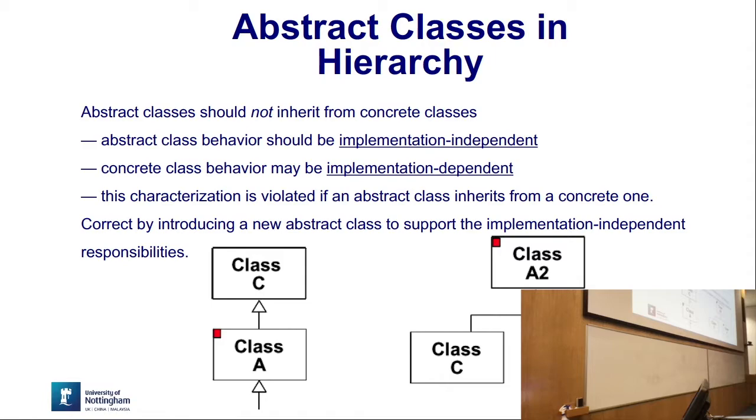So that's another way of thinking about it in this language. You can use natural language to help you make sense of these hierarchies. The natural language should help. So how can we fix that? We can introduce a new class called Class A2 that has abstract behavior, and then Class C and Class A can inherit from that new abstract class.